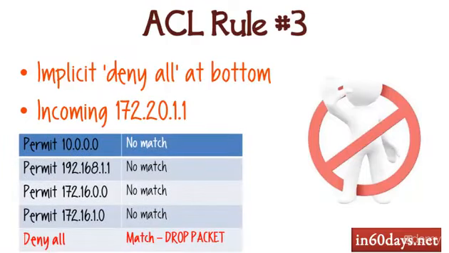So we've got incoming traffic 172.20.1.1. So you go through this access list. It doesn't match any of the rules on the access list. Now, as a safety precaution, this implicit denial says, well, you haven't told me to permit this traffic, so I'm going to deny it.